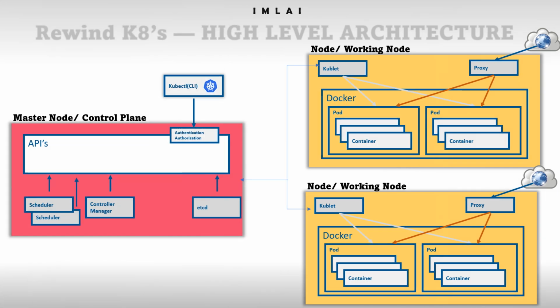So from the high level architecture of Kubernetes, we have a master node and working nodes: one master node and two working nodes. Out of the master node or control plane, we are going to look into APIs.